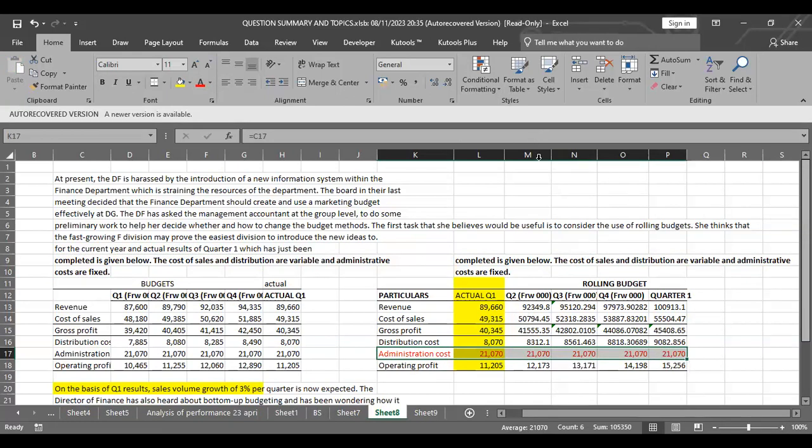Of course, sales, you know the formula. Sales is never fixed. Sales is sales price multiplied by quantity. Cost of sales, since they say all of it is variable, then of course it means it changes with the quantity. Is it okay? Yeah, it's okay.